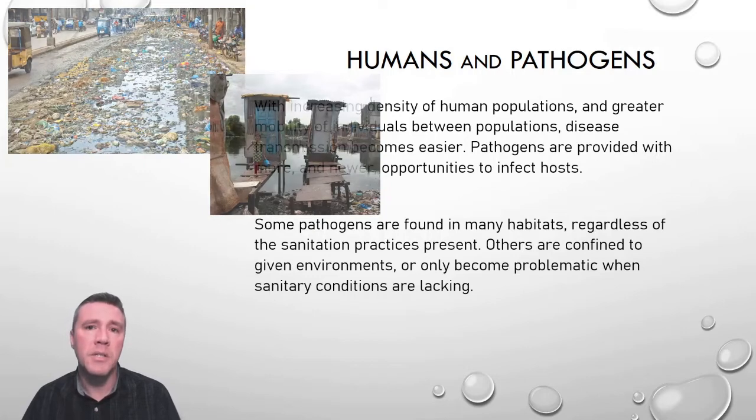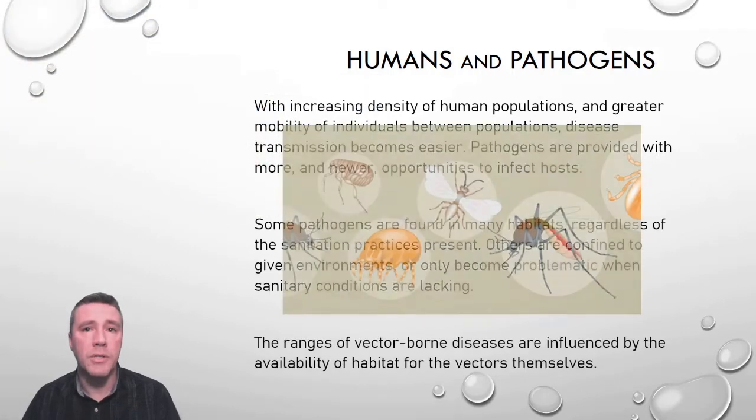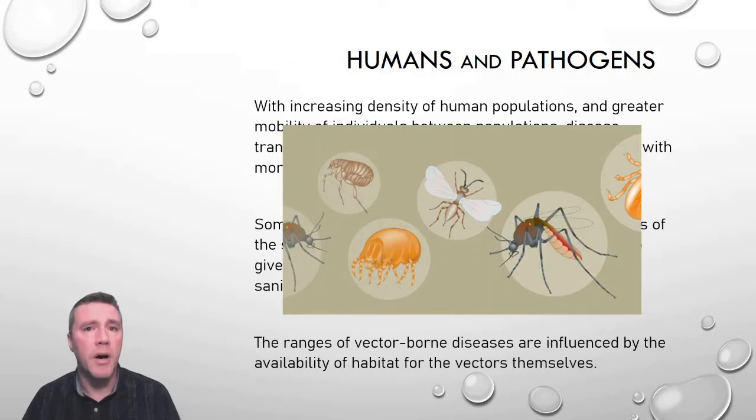Diseases that are carried by vectors, such as mosquitoes, fleas, other insects and rodents, are generally limited to the geographic range of the vector itself. In other words, if a virus is carried by a particular insect, and that insect can only live in one part of the world, that virus is also limited to that part of the world.